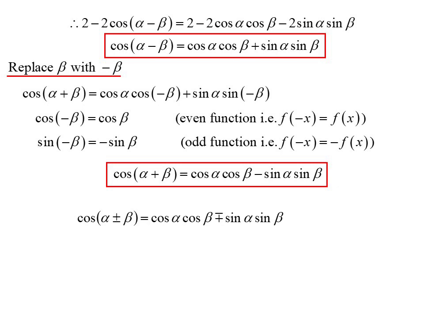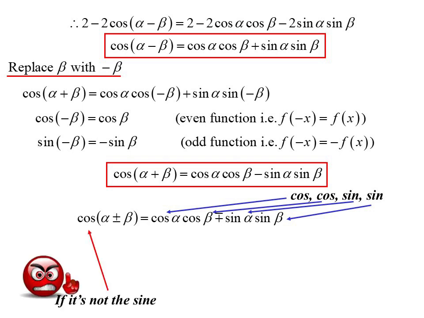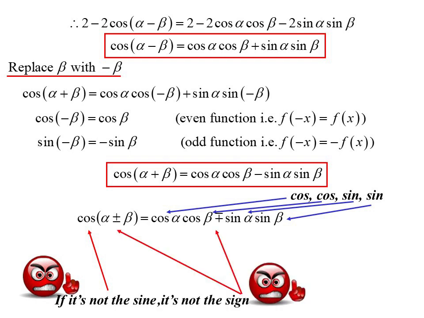I remember it like this. Cos, cos, sine, sine. That's the pattern. Because there it is. And then what I say to myself is, if it's not the sine, as in not the sine ratio, it's the cosine ratio. So if it's not that sine, I don't use the same sign, I change it.